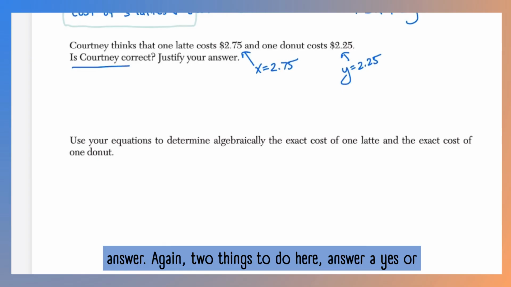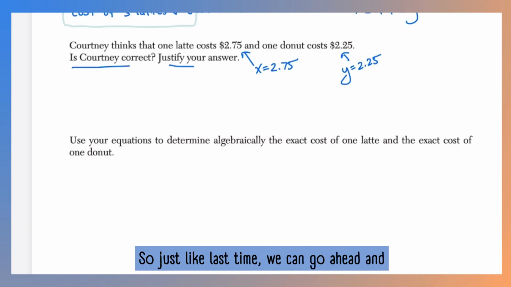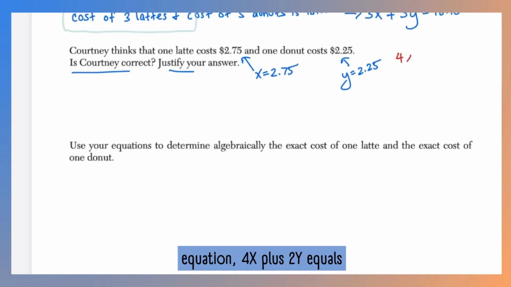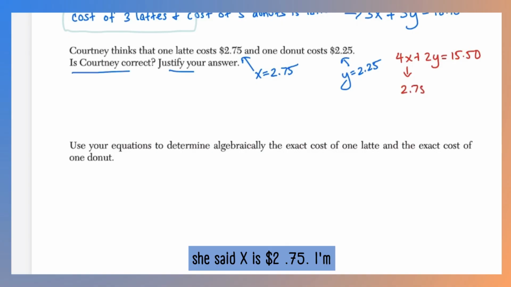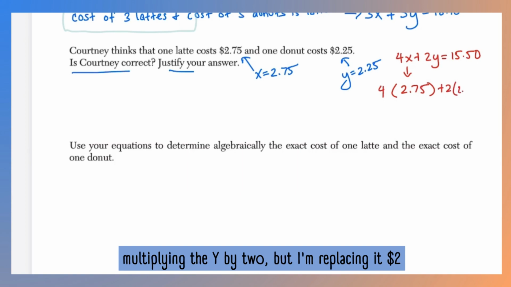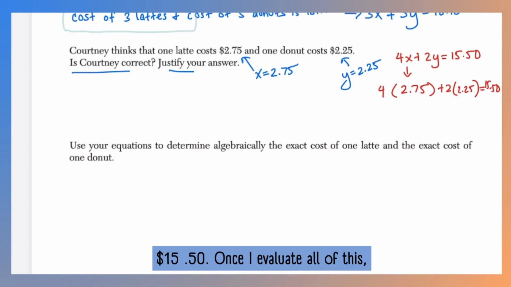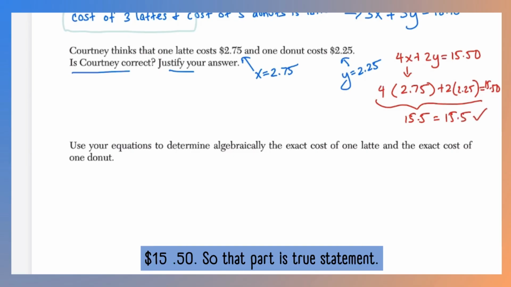Again, 2 things to do here. Answer a yes or no, and then prove ourselves correct. All right. So just like last time, we can go ahead and substitute into both of our equations. So if we take that first equation, 4X plus 2Y equals 1550, and we're going to substitute. So she said X is 275. I'm multiplying that by 4. I'm multiplying the Y by 2, but I'm replacing it with 225. And I'm trying to see if it'll give me 1550. Once I evaluate all of this, I will get 15.5 equals 15.5. So that part is a true statement.